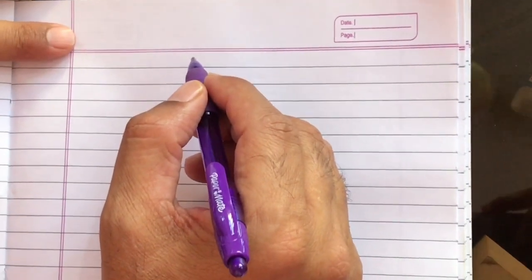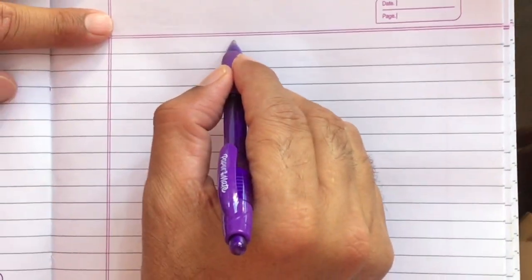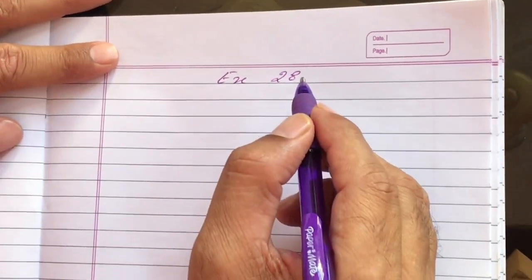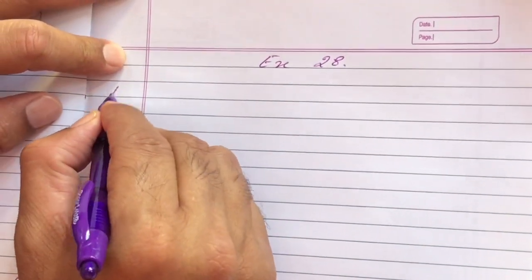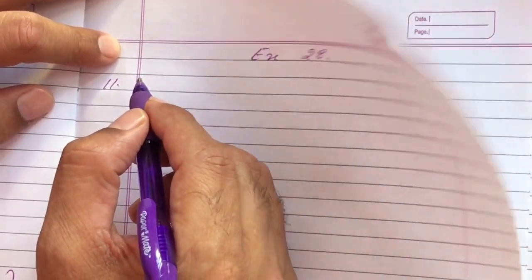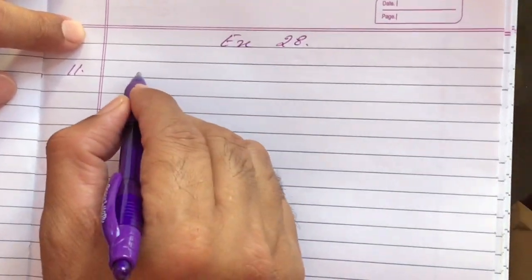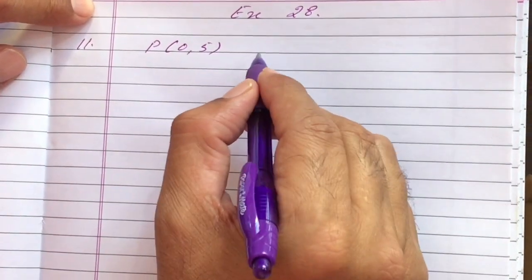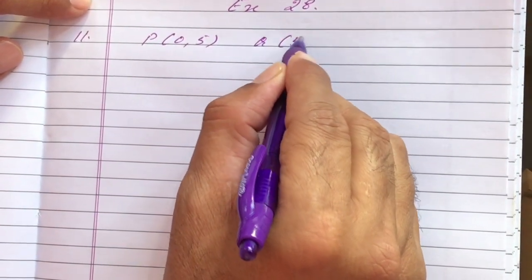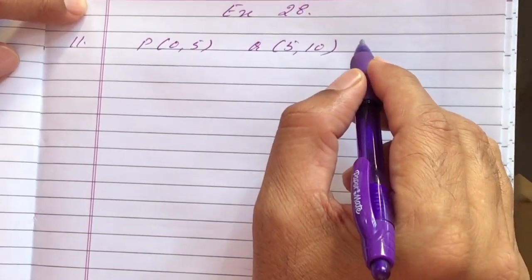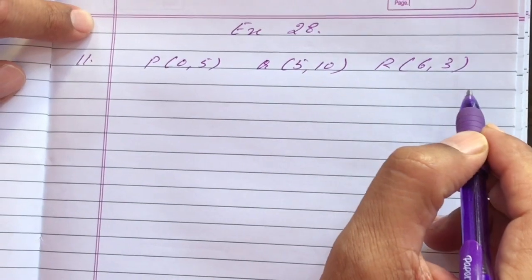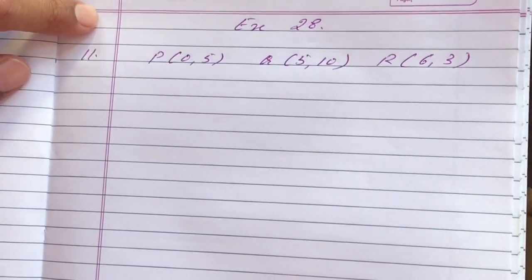Thank you very much. 9th class students, we continue with exercise 28, question number 11. Show that points P(0, 5), Q(5, 10) and R(6, 3) are the vertices of an isosceles triangle.